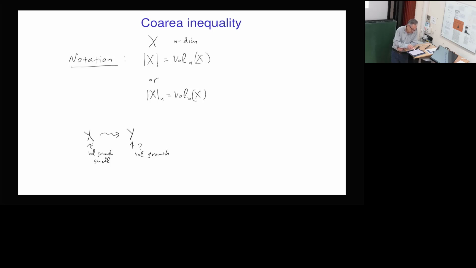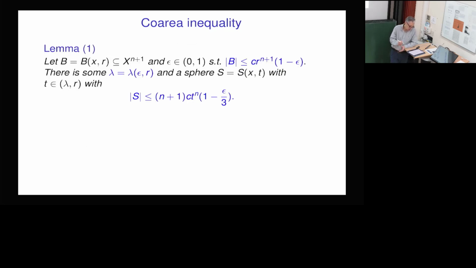Instead of writing volume everywhere, I'm just going to do absolute values, and sometimes I will remember the n, and sometimes when it's kind of obvious, I will not remember it, but I hope it's not going to be confusing, okay? So this is how I denote the volume. Okay, and of course, to bound the volume growth, I'm going to at some point use the Koire inequality, so I just start with a lemma. So I have a ball which satisfies this inequality, so the volume of the ball is less than some constant c r to the n plus 1.